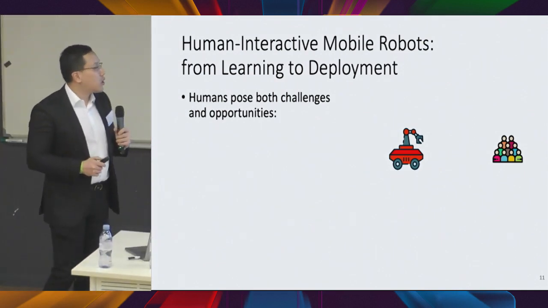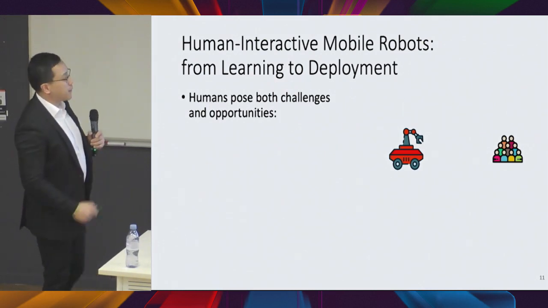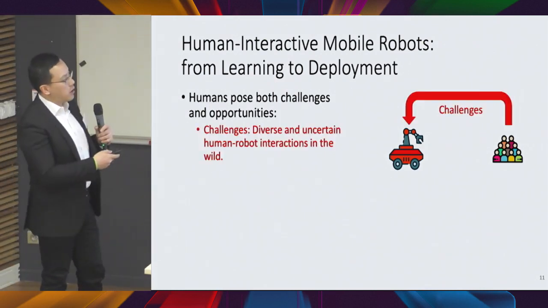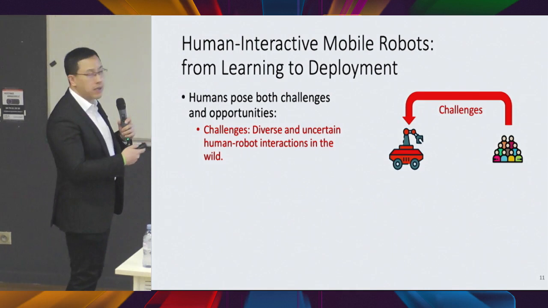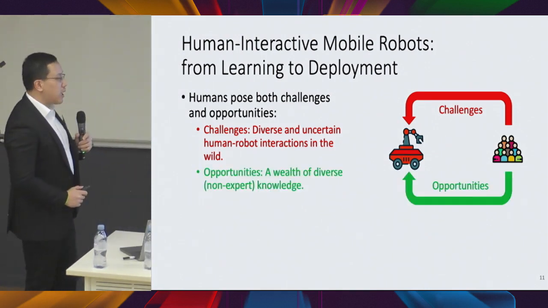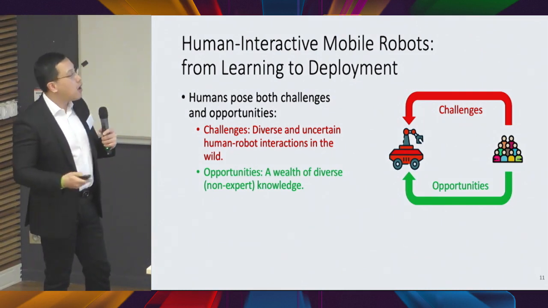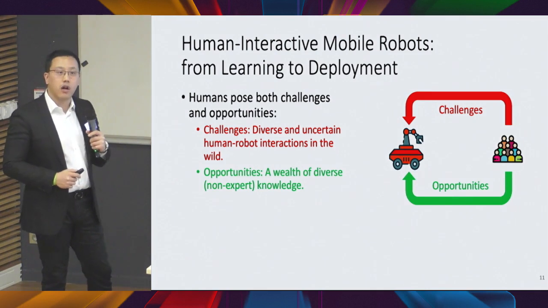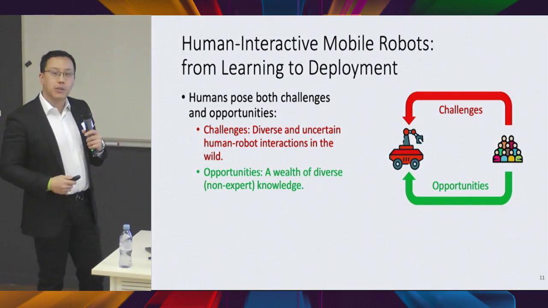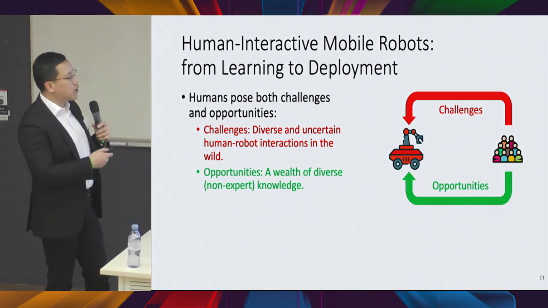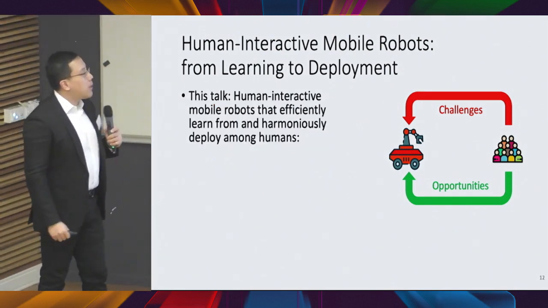We want to argue that humans, even those non-expert humans, pose both challenges and also opportunities here. The challenges are pretty obvious. We talked about them earlier, right? Human behaviors are very diverse and uncertain, and safe and socially compliant human interaction in the wild is very difficult. But we also think even those non-expert humans around the robots every day also possess a wealth of diverse knowledge that we just need to know how to utilize in the right way. Even without robotics expertise, they still present lots of opportunities. We can make our robots even better. So we are going to talk about both of them today.